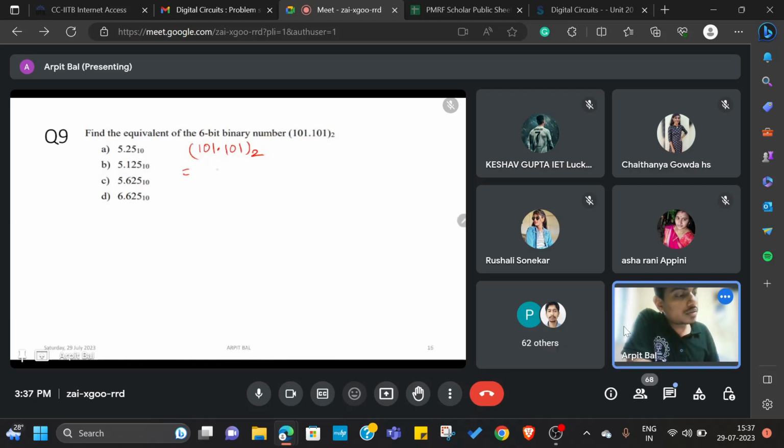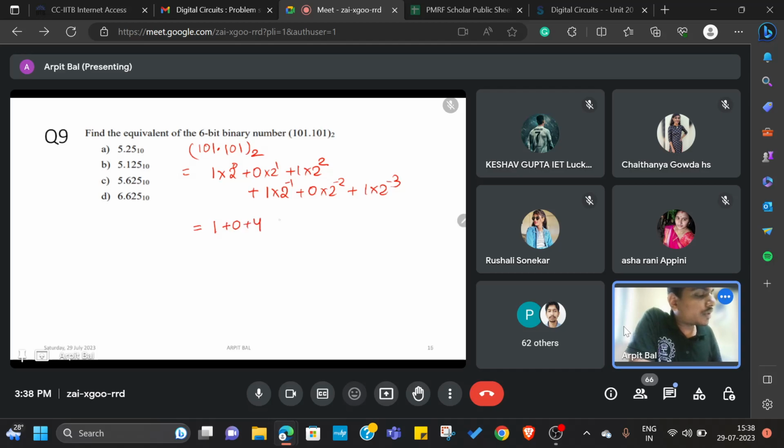So we will have 1 into 2 power 0 plus 0 into 2 power 1 plus 1 into 2 power 2. Then let's take care of the values after the decimal point. So we have 1 into 2 power -1 plus 0 into 2 power -2 plus 1 into 2 power -3. Then we have 1 plus 0 plus 4 plus 0.5, that is 2 power -1, which is 1/2, 0.5 in decimal, plus 0 plus 2 power -3, which is 1/8, that translates to 0.125. So we have 5.625 base 10 as the answer.